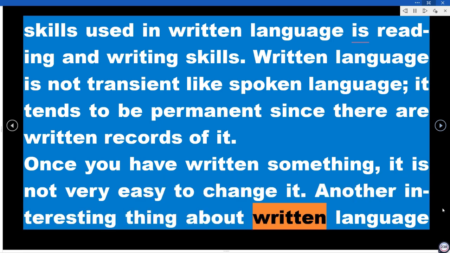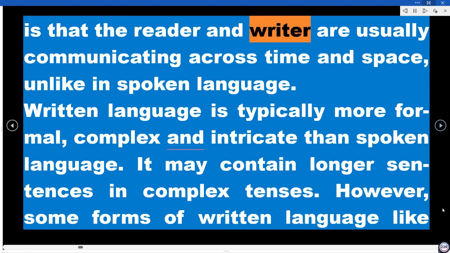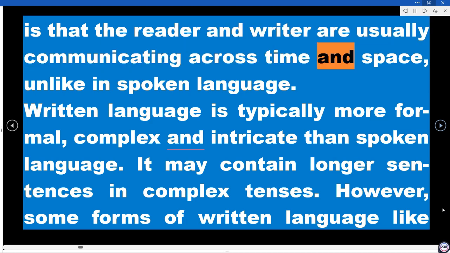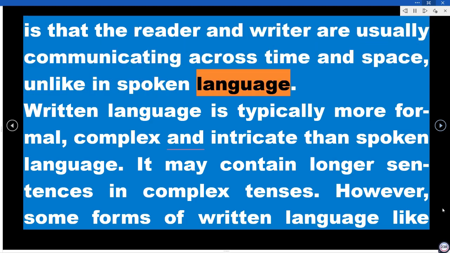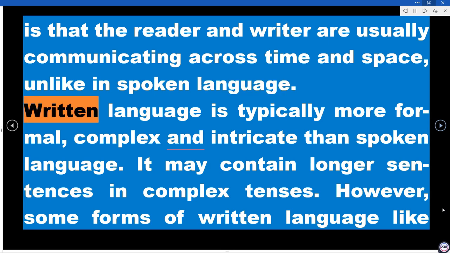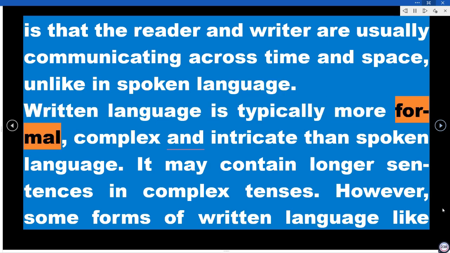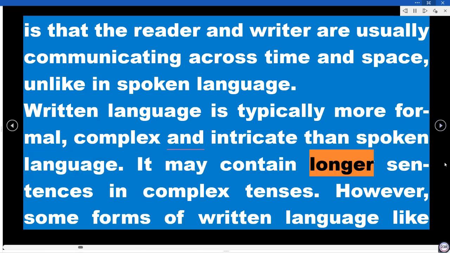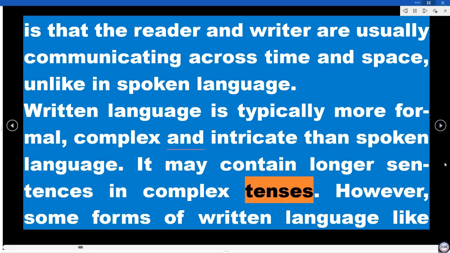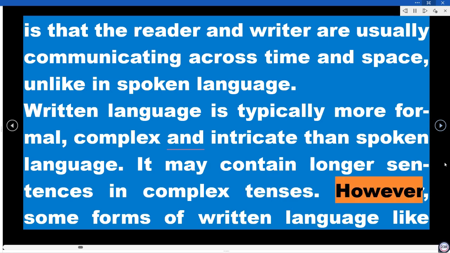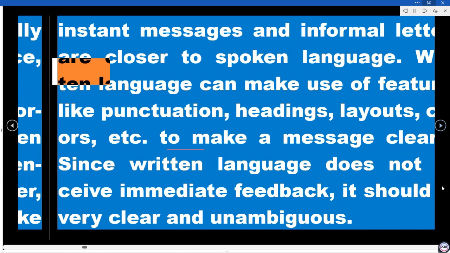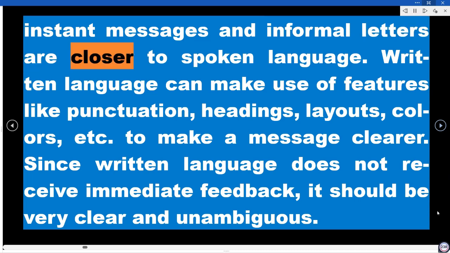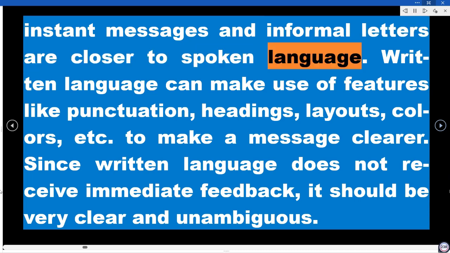Another interesting thing about written language is that the reader and writer are usually communicating across time and space, unlike in spoken language. Written language is typically more formal, complex and intricate than spoken language. It may contain longer sentences in complex tenses. However, some forms of written language like instant messages and informal letters are closer to spoken language.